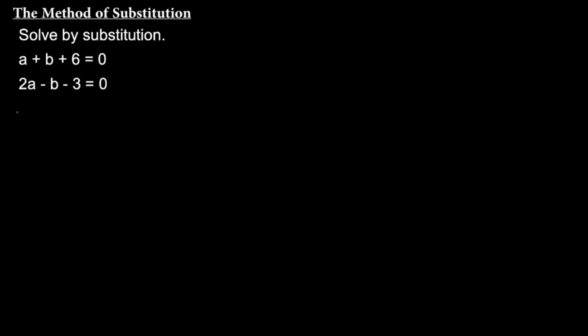So next, we will also solve this question by substitution. So our first equation is a plus b plus 6 equals 0. And then our second equation is 2a minus b minus 3 equals 0. So let's write it out first. A plus b plus 6 equals 0. And our second equation is 2a minus b minus 3 equals 0.